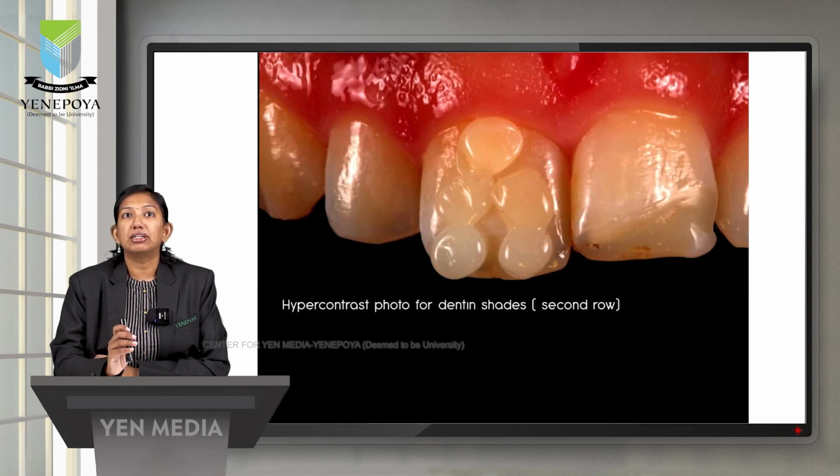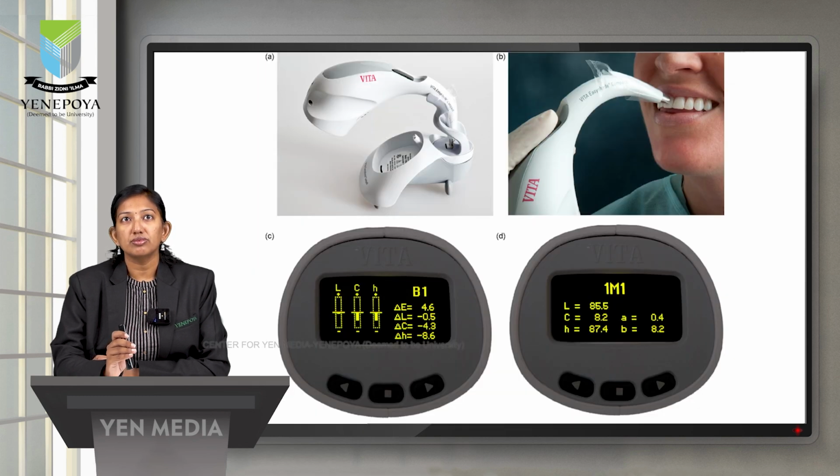Another technique is placing composite buttons. If you have a doubt regarding what chroma or what value it is, you place different composite shade buttons on the tooth and then you hyper contrast the image or make it a negative image. If you make it a negative image, you get the value. If you make a hyper contrast photo, you get more of the chroma. Another tool which is very helpful for shade selection is the Vita EC shade guide. The Vita EC shade guide can just be placed on the patient's tooth and it will give you a reading of the shade of the patient.